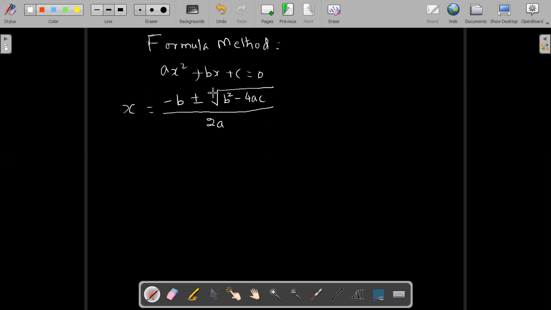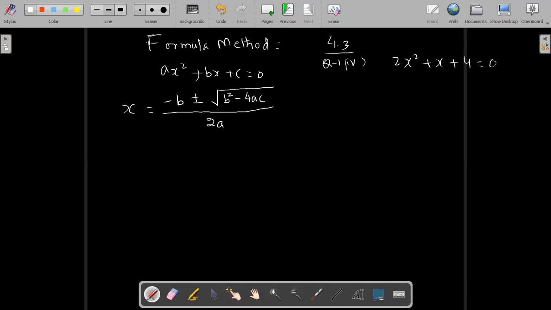Okay, just you have to substitute. Taking positive sign we get one value, another sign we get another value. Okay, so we can take question number 4 because we will do that. That is question number 1, part number 4 I am taking. That is 2x square plus x plus 4 is equal to 0. This question number 4 I will solve by using this formula method.